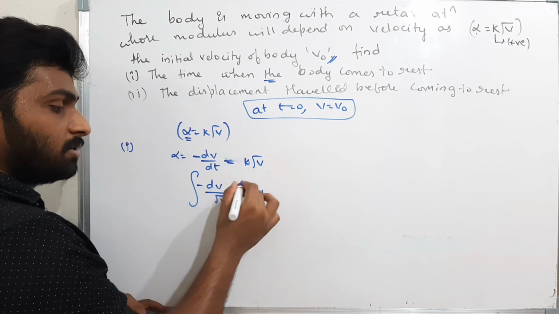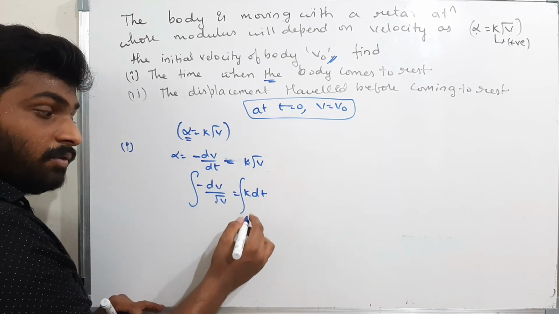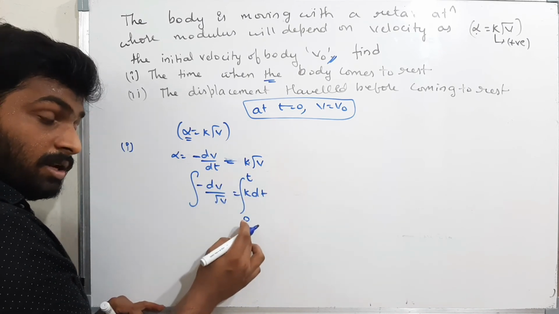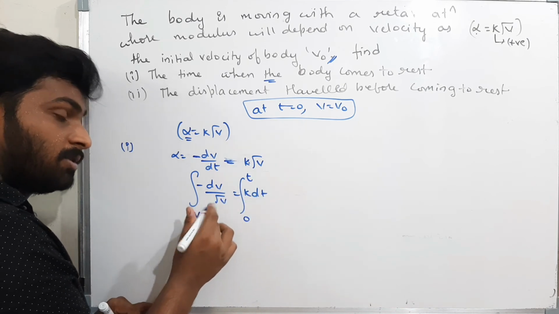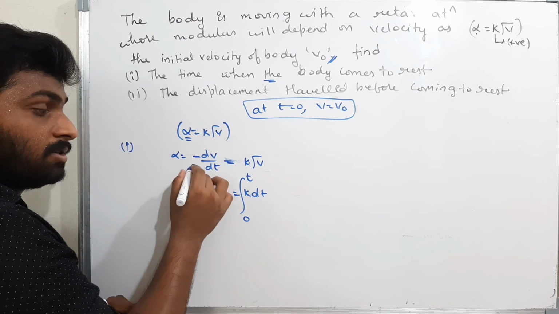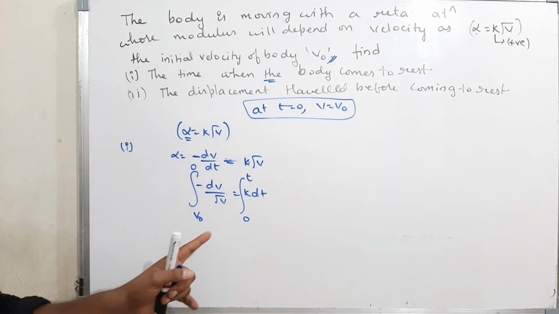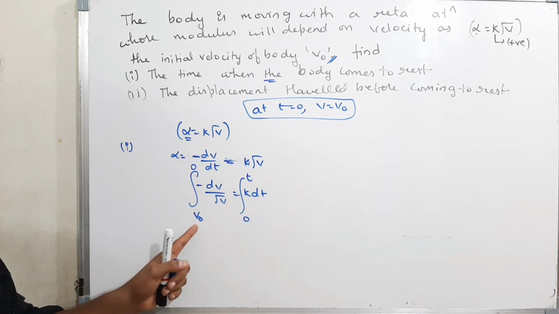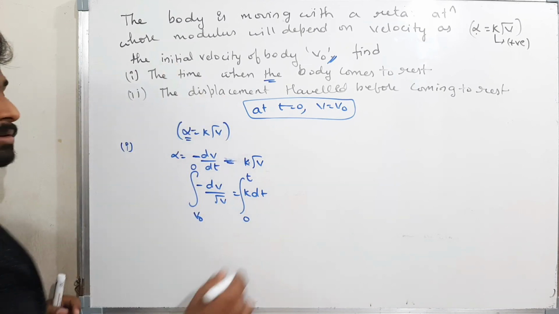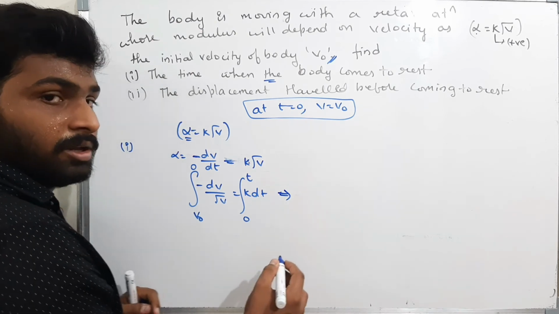Now start the integration. As the time is changing from 0 to t, the velocity is changing from V naught, initial velocity is V naught and final velocity is 0. See the limits what I took. As the time is changing from 0 to t, the velocity is changing from V naught to 0. Now start doing integration. I think everyone knows how to do the integration.